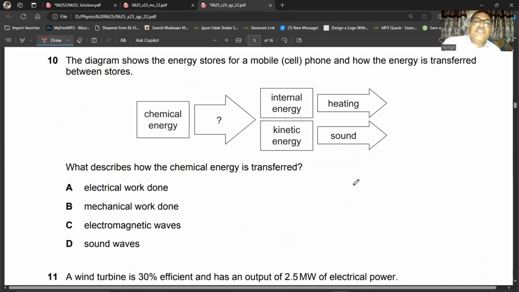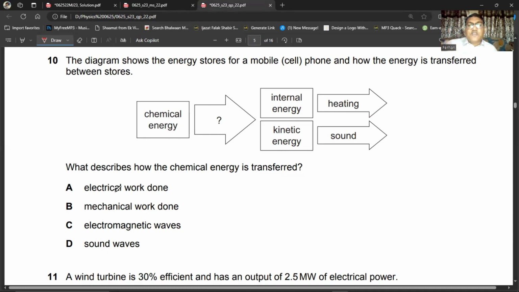The diagram shows the energy stores for a mobile cell phone and how the energy is transferred. So the chemical energy will be converted into internal energy and kinetic energy. Internal energy means heating, and for the kinetic energy, for example, sound is given. What describes how the chemical energy is transferred? Electric work done, mechanical work done, electromagnetic waves, sound waves. So I think that electrical work done.